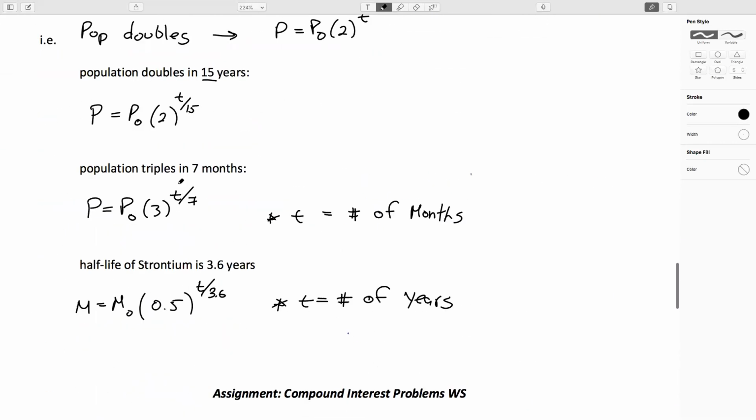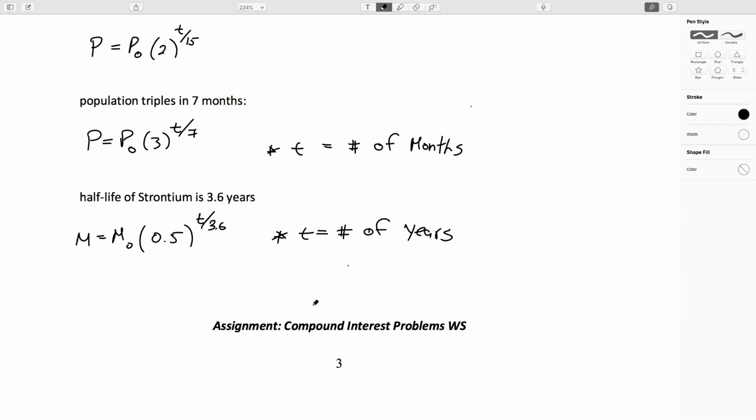But the big idea is with t. T is going to be the period of time that it takes for the doubling or the halving or the tripling to occur. If you just leave t only as your exponent, then you have to interpret what t means. T is the doubling period. If you divide it by the period of time it takes, like 15 years or 7 months, you just have to remember that t actually means number of years now instead of number of half-lives.